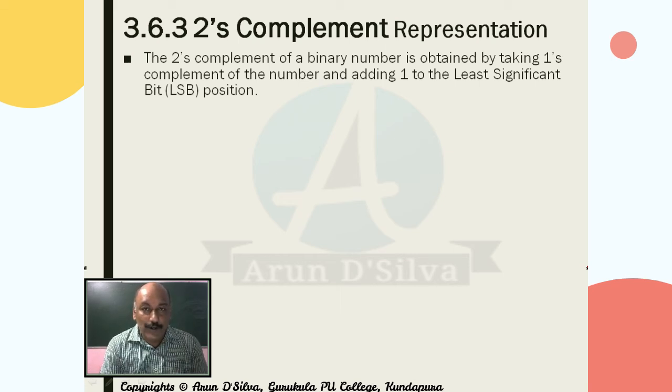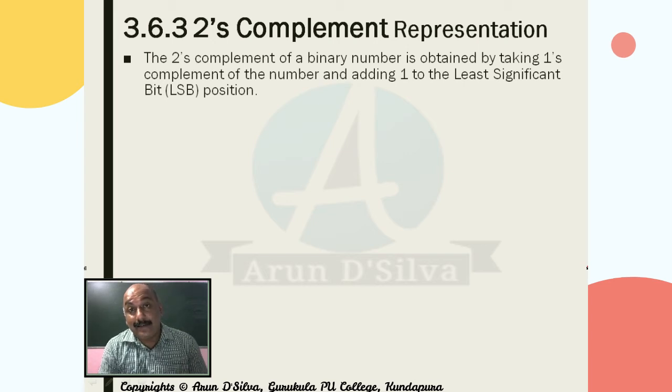What you have to do? First, the given binary number, take a ones complement. Ones complement, how will you take? Just flip the digits. 0 to 1, 1 to 0 you are doing. Then what you have to do? You have to add 1 at the LSB.